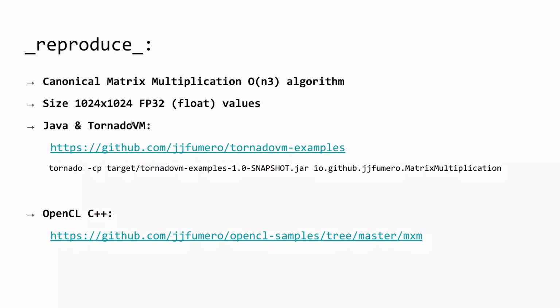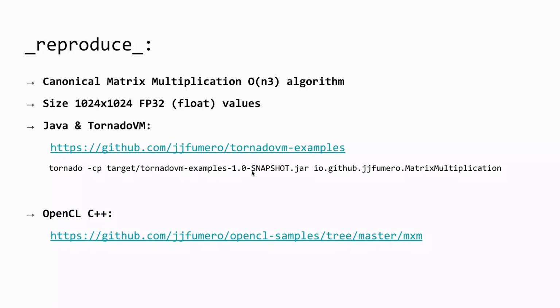Another thing I want to mention is we're going to use FP32 values. It's a float value in Java. Obviously, if you run on GPUs with less precision, let's say FP16 or even FP8, you're also going to see massive speedups. However, for this experiment, we're going to stay with FP32 values, also for the native part, or OpenCL C++ part, and the Tornado side.